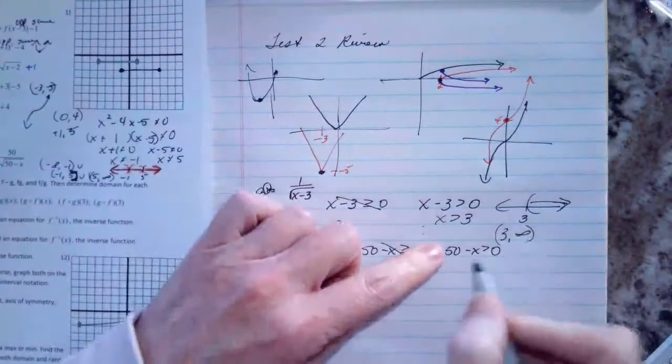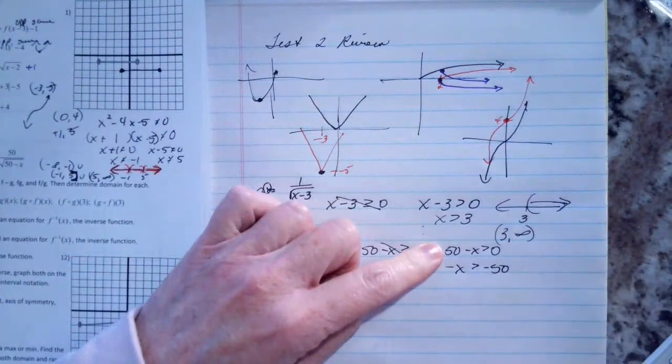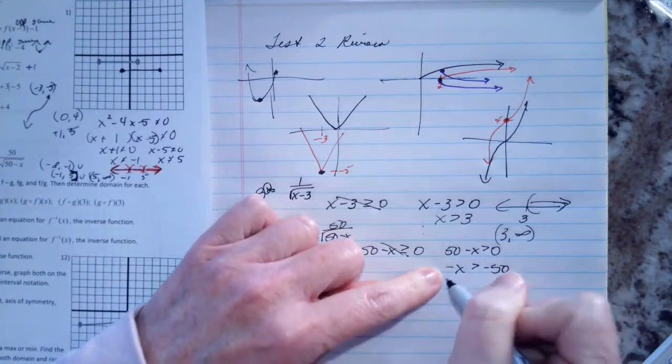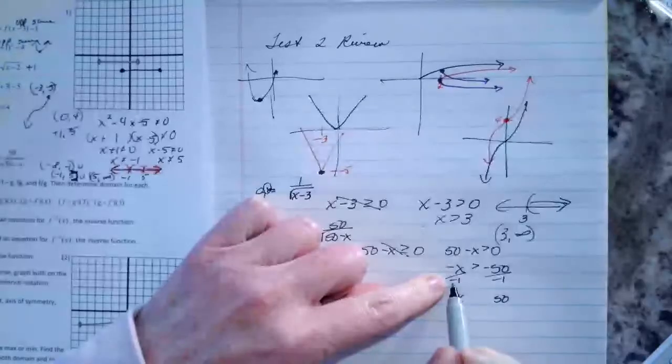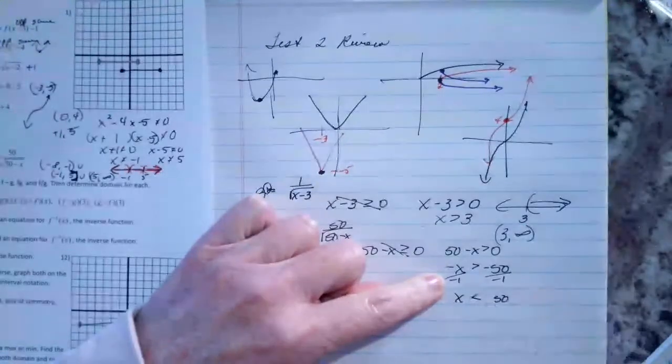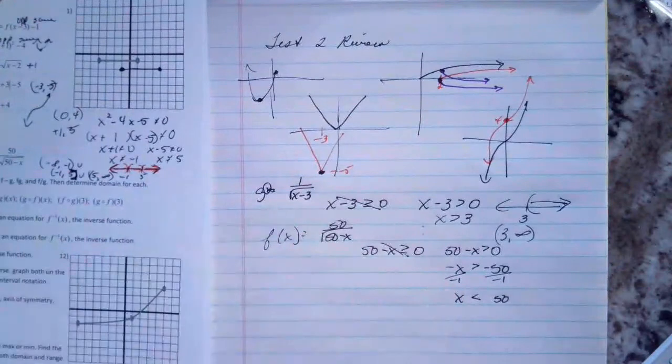Okay, there are lots of ways of moving this. I'm going to move the 50 over. So I get that. Nobody cares about negative x. I've got to divide by -1. I get x and 50. But whenever you divide by a negative, the inequality flips around. So we've got x is less than 50.